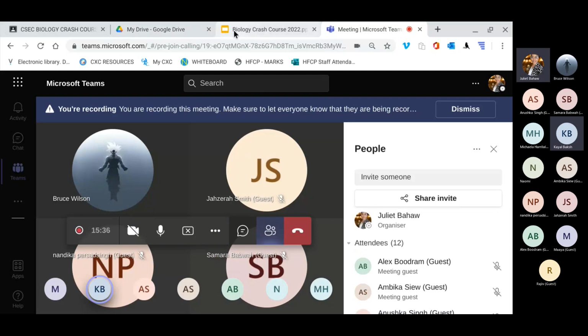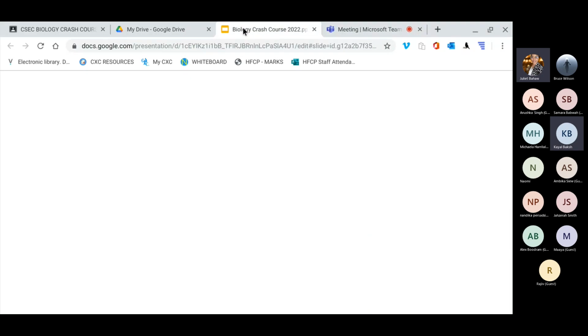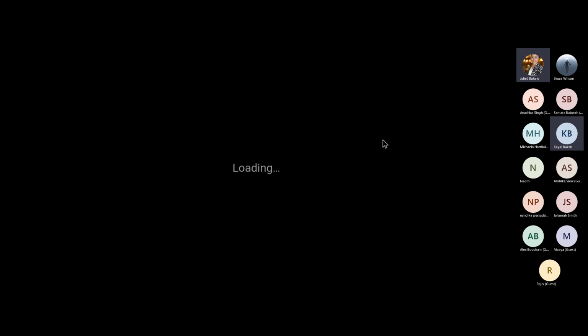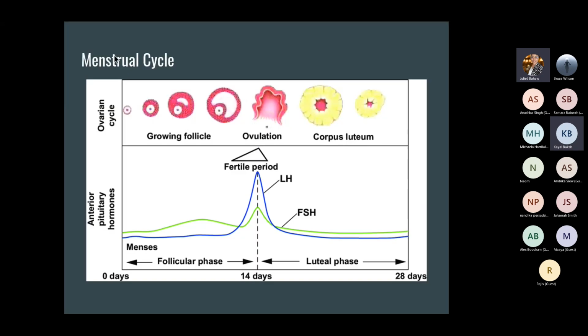Yes, miss. All right, so we're going to the menstrual cycle. I'll make it full screen now. Can everyone see the menstrual cycle? Yes, miss. All right, so this is a little graph showing multiple pieces of information here.